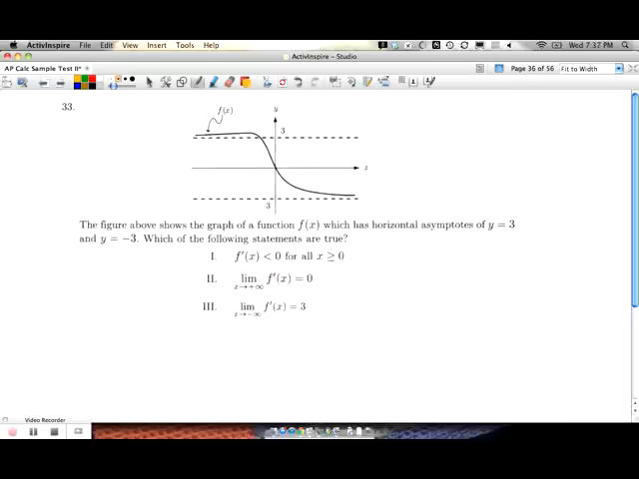Let's keep moving on. The next one, the figure above shows a graph of a function which has a horizontal asymptote at y equals 3 and y equals negative 3. Which of the statements must be true? I didn't include the multiple choices in here, but we can work our way to the answer just from these. Okay, it says f prime of x is less than 0. So if this is a function, the original function, what number 1 is saying right here is that no matter what x is, as long as it's on the right side and it has a horizontal asymptote here, that it's going to be a negative slope.